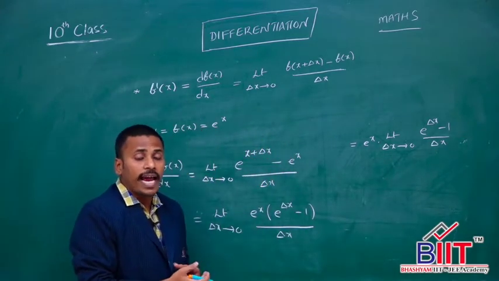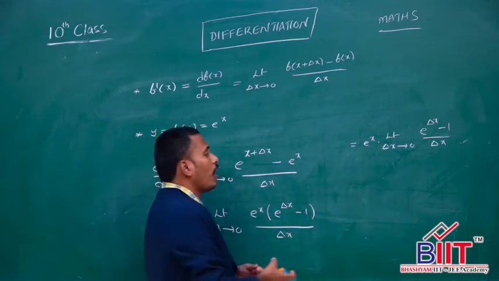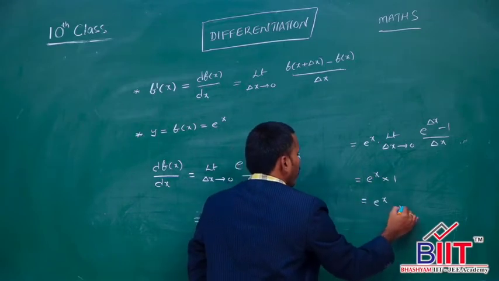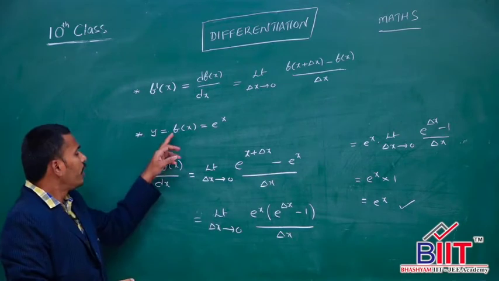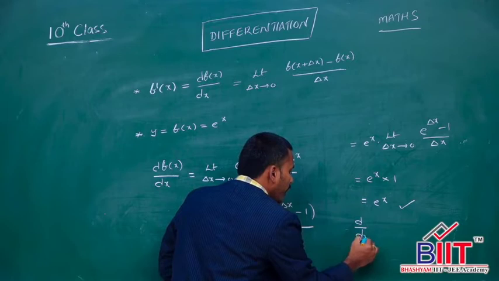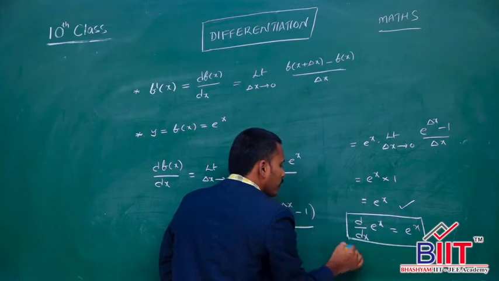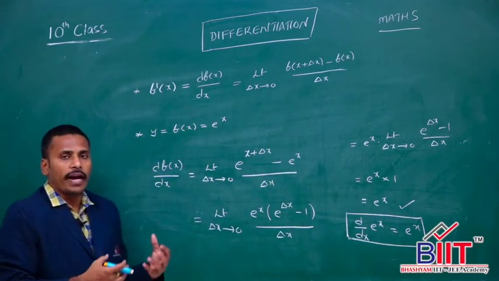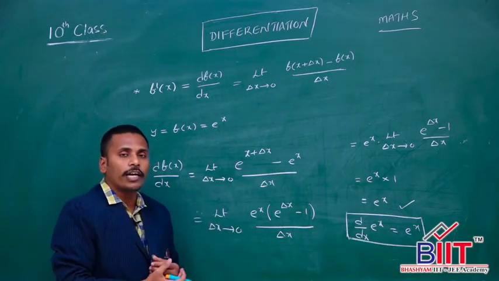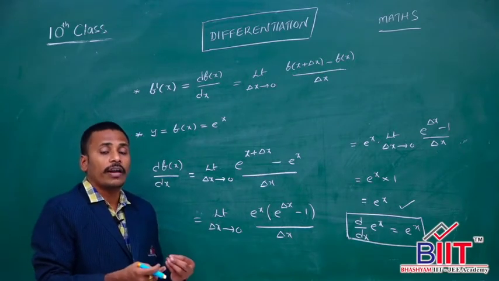And we have a standard limit, that limit x tends to 0, (e^x - 1)/x is 1, and so this limit value is 1, e^x into 1, and our answer is e^x again. So, finally, the derivative of e^x is e^x. So, we generate it like this: d/dx of e^x = e^x. Like this we will find derivative formulas for all standard functions, and this way of finding derivatives is usually mentioned as the first principles method of finding derivatives for a given function.